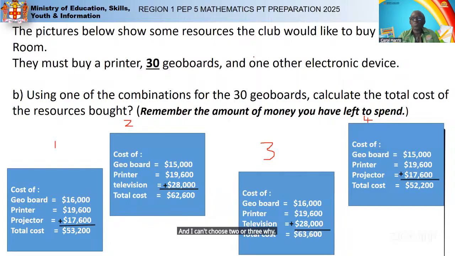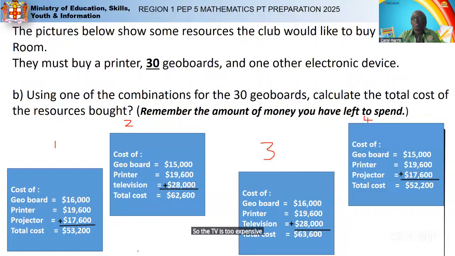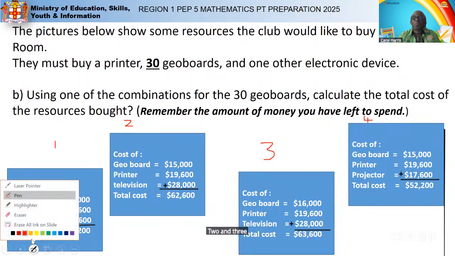A lot of you are choosing 4. 4 would be cheaper, but that's all right. What do you notice? Am I able to buy the television? No. So some people are choosing 1, some are choosing 4. So the TV is too expensive. So let's continue. 2 and 3 are more expensive. And not only are they more expensive, 1 is more expensive than 4.